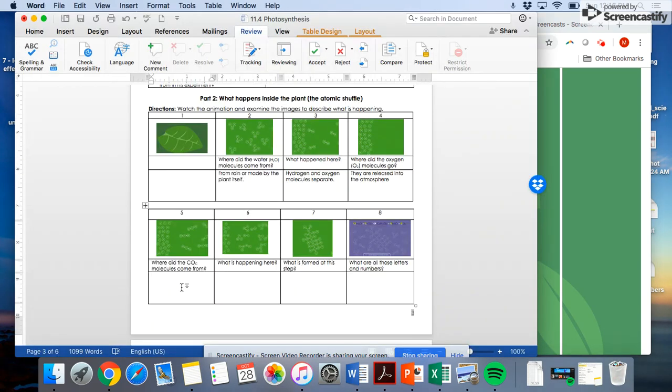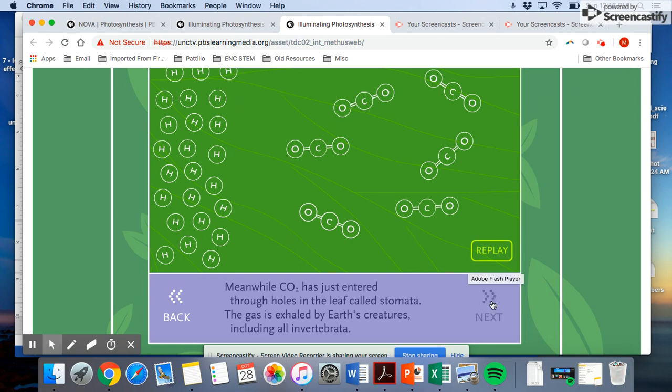So where did the carbon dioxide molecules come from? They came from the atmosphere. Carbon dioxide is released by Earth's animals. Can't spell. Okay, so next, you can pause again if you're not done.